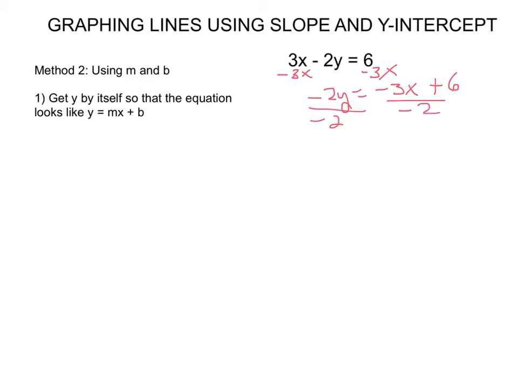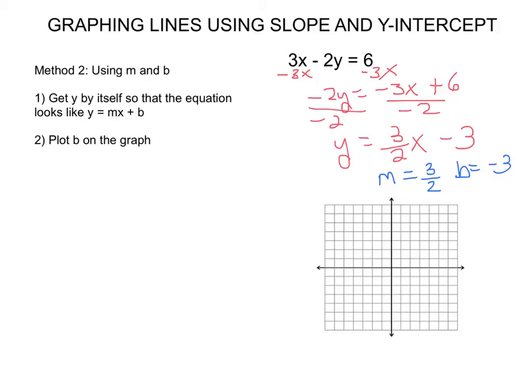And when we divide both sides by negative 2, it's going to switch our signs. And so we get y is equal to 3 over 2x minus 3. Perfect. So now our equation is in y equals mx plus b form. And so we see from this that my m is 3 over 2, and my y-intercept is negative 3.